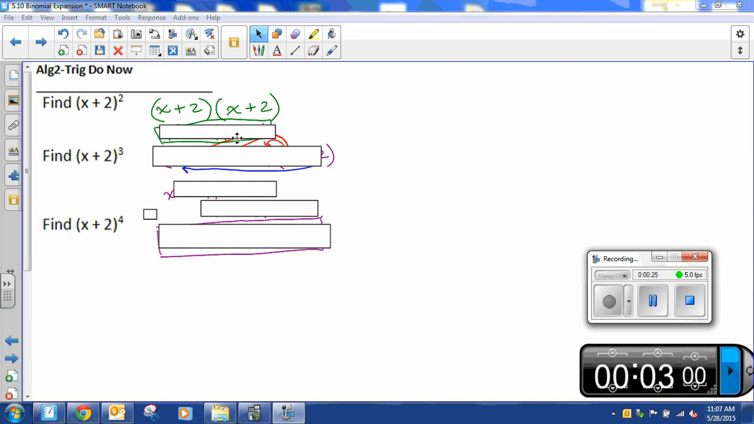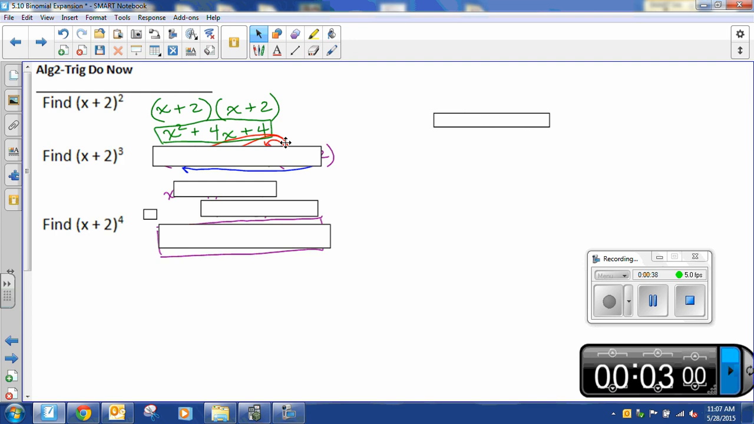binomial. That's a shortcut. And x times x is x squared, 2 times x is 2x, plus the other 2x is 4x, and 2 times 2 is 4. Now what if we increase the power to a power of 3? So we have (x + 2) cubed.